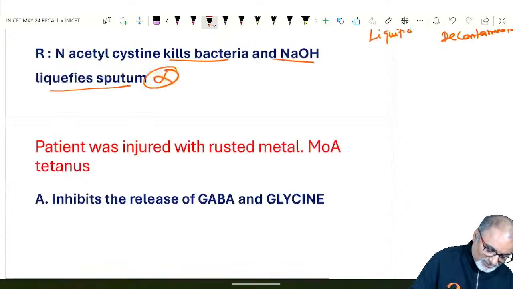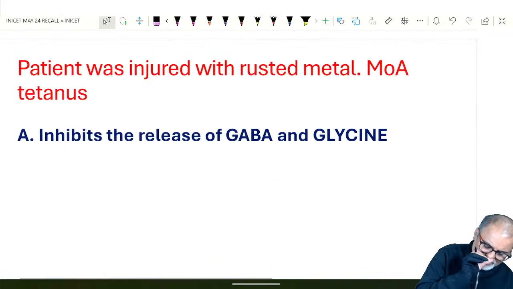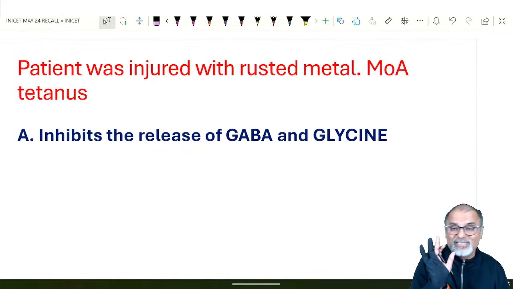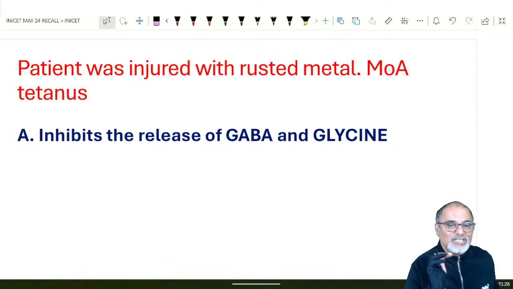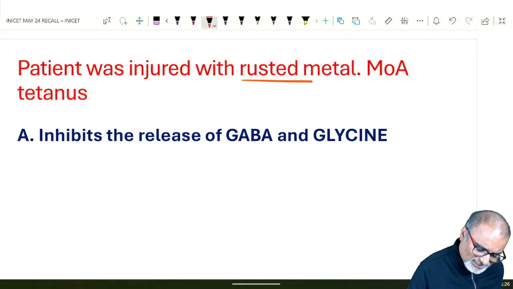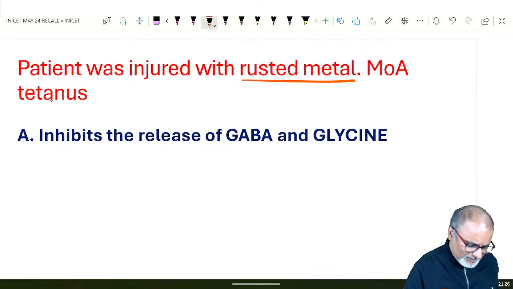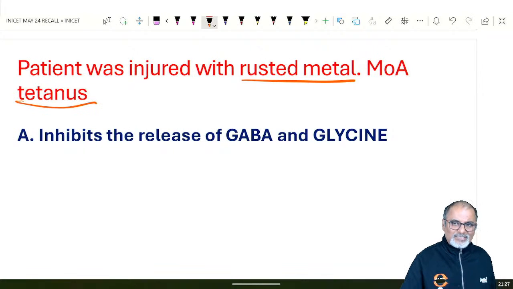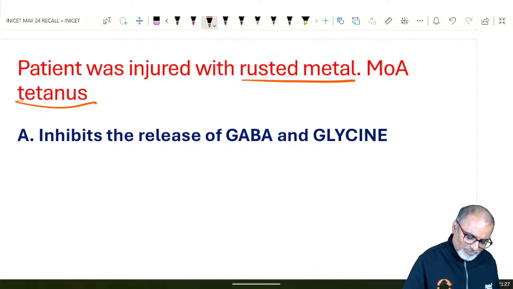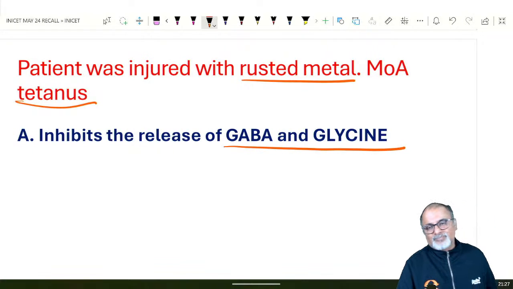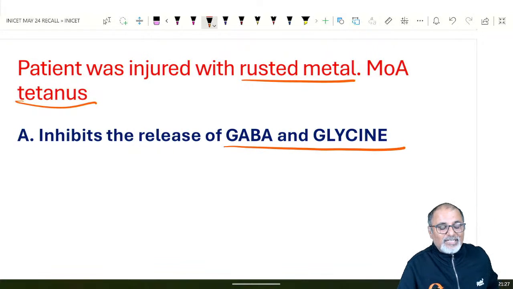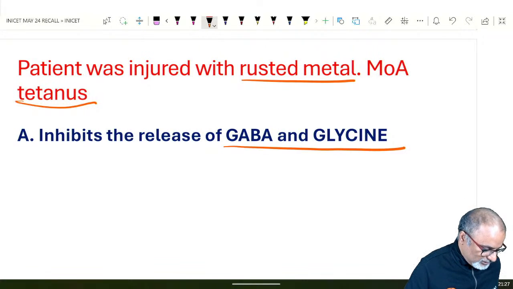Next is a question I didn't get, but some people said they know the answer but forgot the exact question and other options. The patient was injured with something rusted metal. Mechanism of action of tetanus toxin. They give that it inhibits the release of GABA and glycine. It affects the SNARE protein. It inhibits the release of GABA and glycine at the neuromuscular junction.